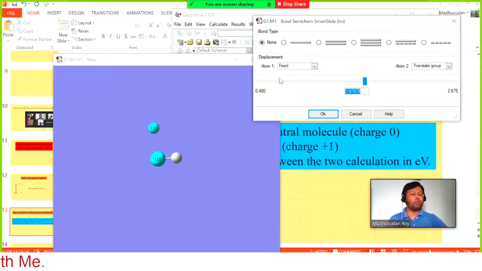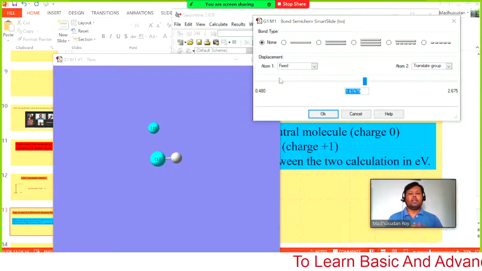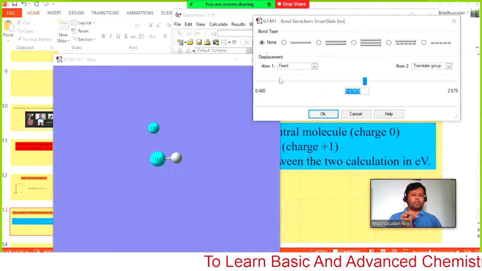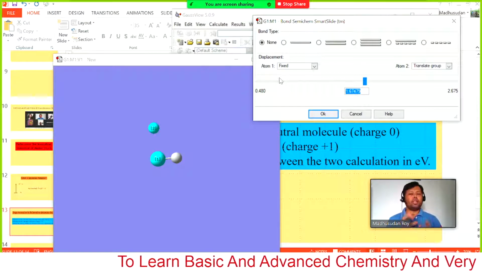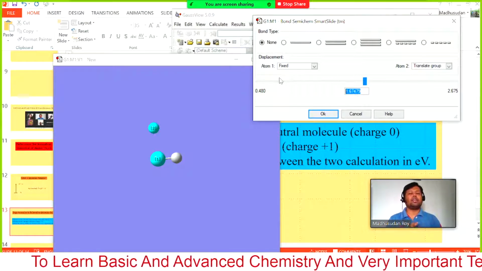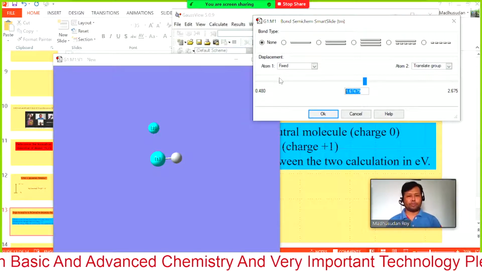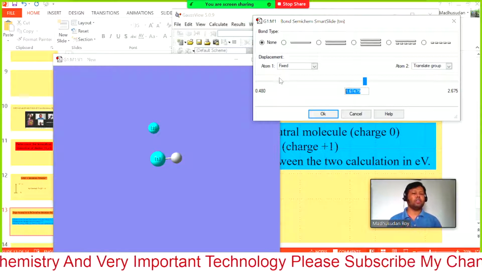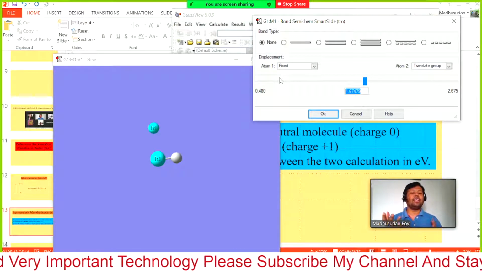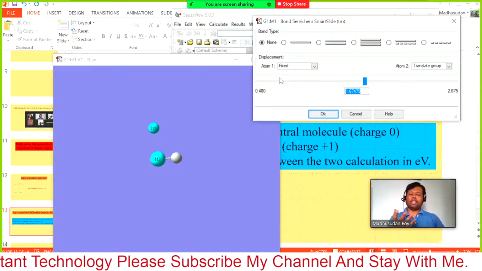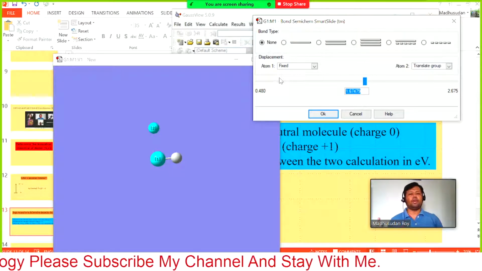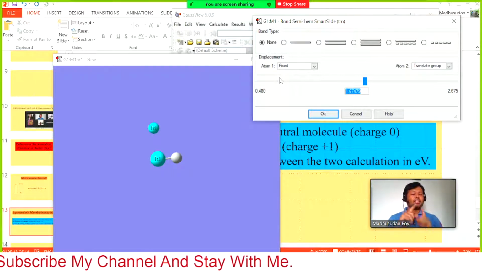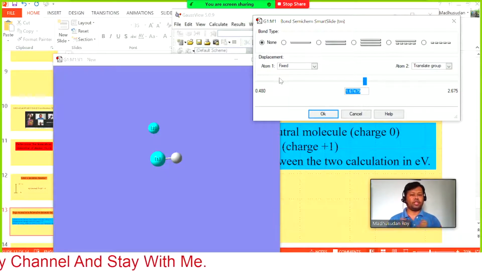I don't want to put that in, because what is the meaning of optimization? The meaning of optimization is that the program itself will optimize, or it will get the structure that would be the minimum energy. So I don't want to put the exact value, because then you will not see any difference. I want to show you that the program is doing something for you.